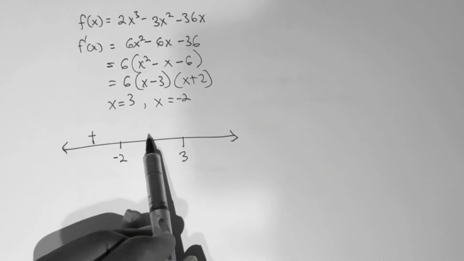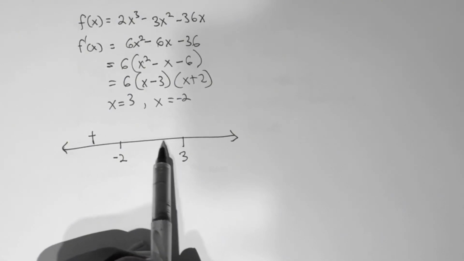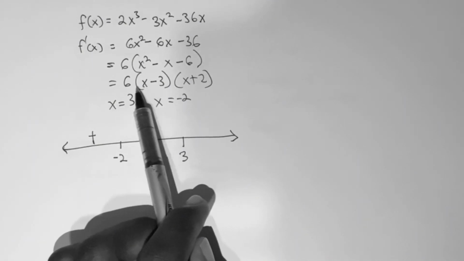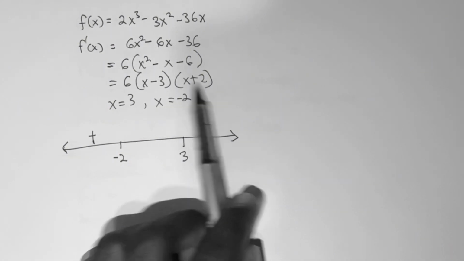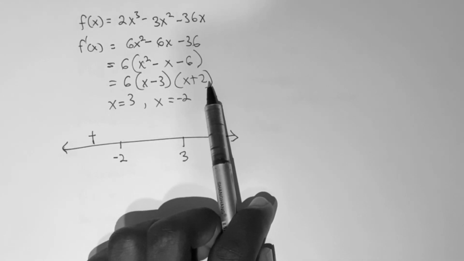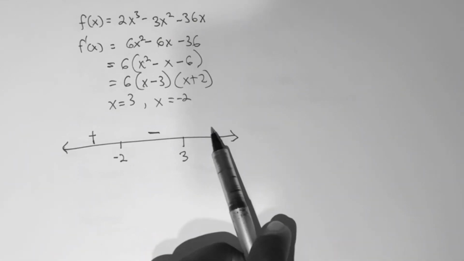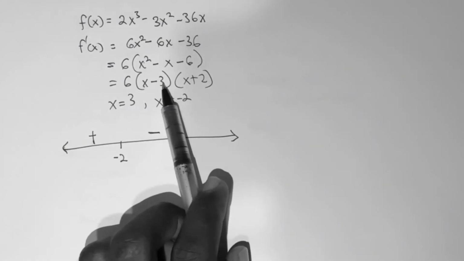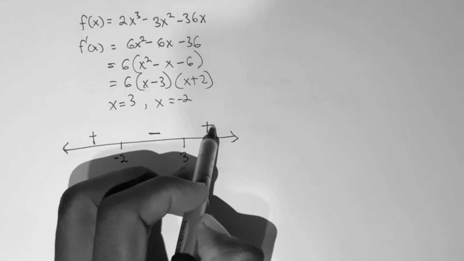And now let's come here. Let's take a value between minus 2 and 3, for example 0. If you put 0 in this function, 0 minus 3 is minus 3. Then 0 plus 2 is 2. Minus 3 times 2 is minus 6. So this region is less than 0. Now let's take values greater than 3, assuming 4. 4 minus 3 is a positive value, and then 4 plus 2 is also a positive value. So this region is a positive value.